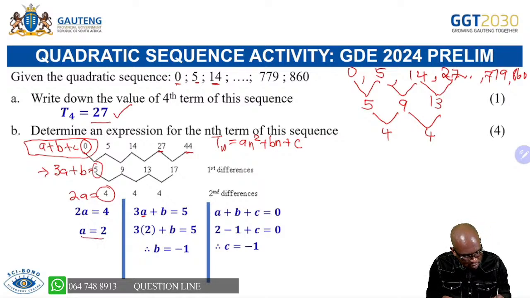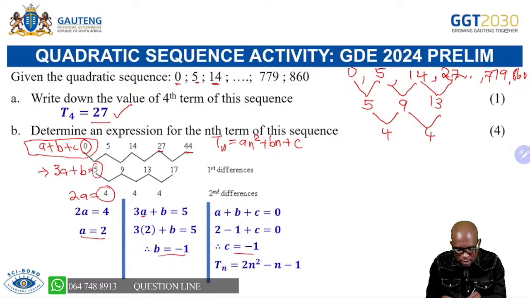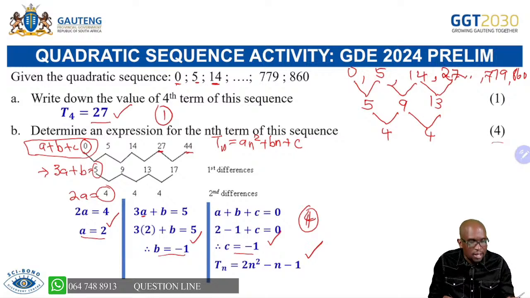So now we have the value of a, the value of b, and the value of c, and then we can write down our nth term like that. Because this was for 4 marks, you will get a mark for the value of a, the value of b, the value of c, as well as the expression. So you are able to get the full 4 marks. Here you are able to get that 1 mark there. Right, let's move right along.